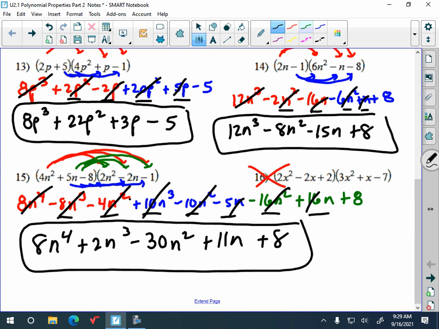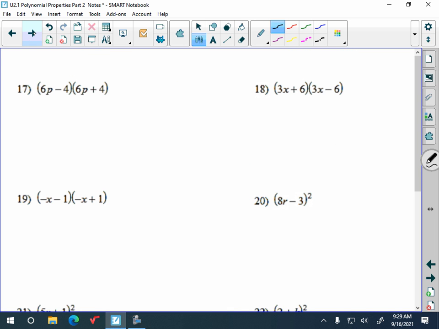All right, so let's go ahead and turn it over. Now we're going to look at what are called special products. When we multiply these out, there are shortcuts that you can use if you can see it. If not, it's okay. Just do it the exact same way.